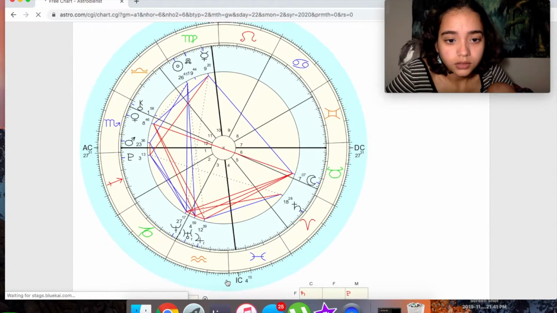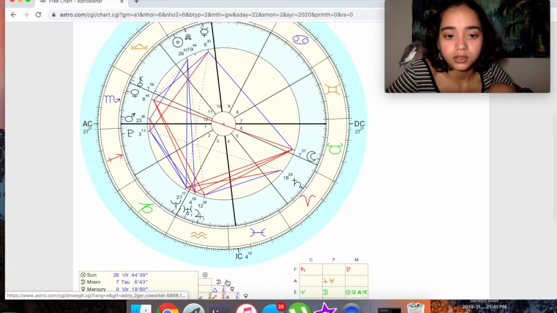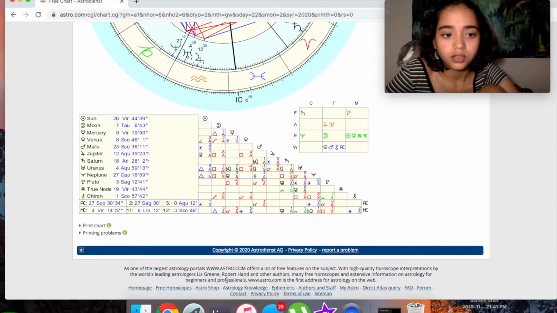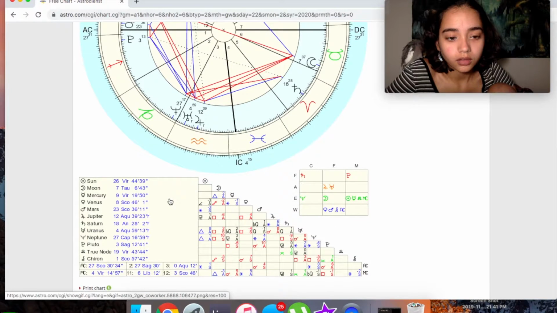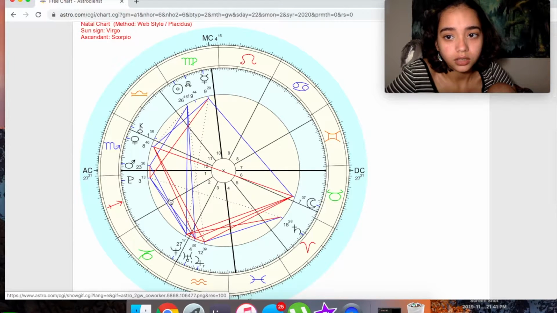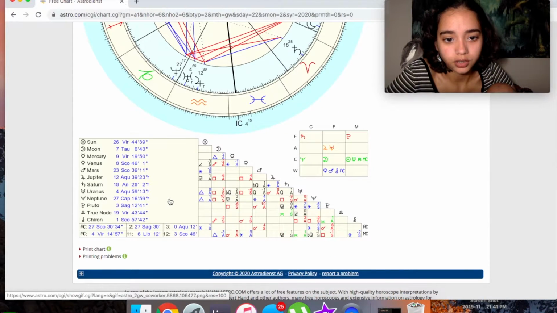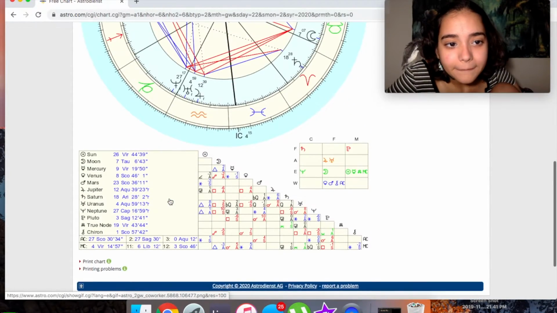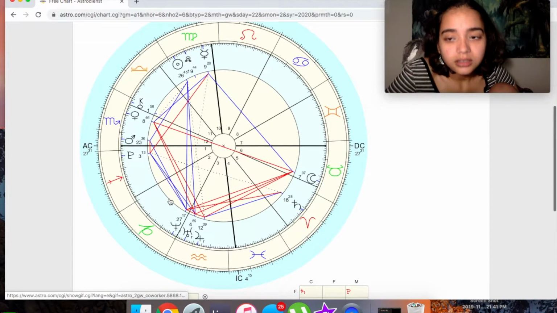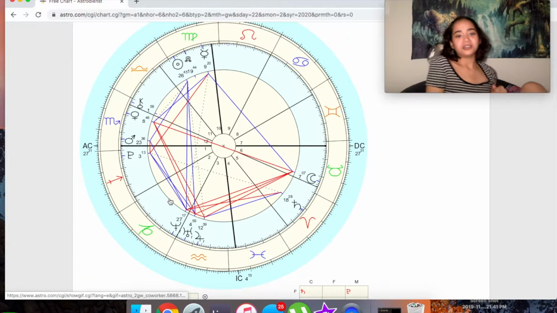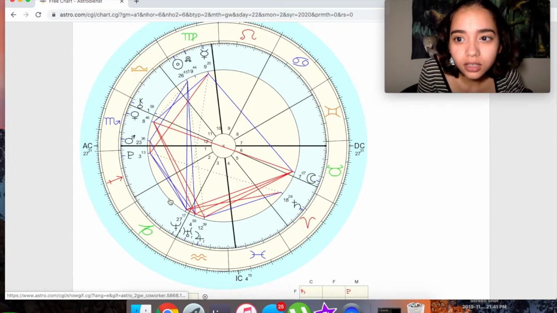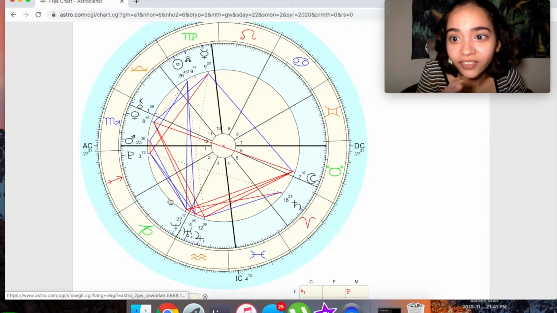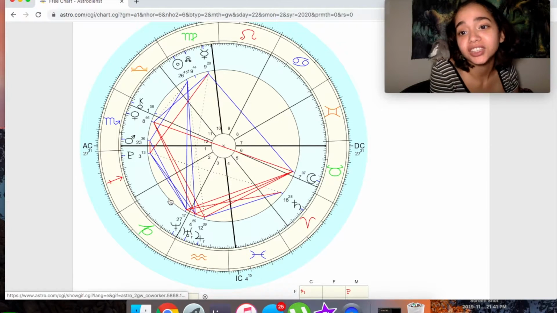So this is what the visual of your chart looks like. This is the grid, and this is the chart. So how do we start when we're looking at all this? I don't know, this thing looks kind of crazy. When I first saw it, I was just like, what's all of this? What is going on in here?